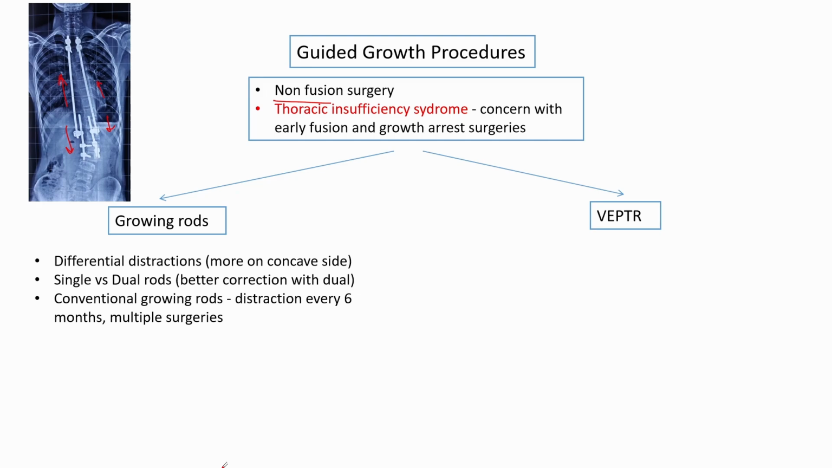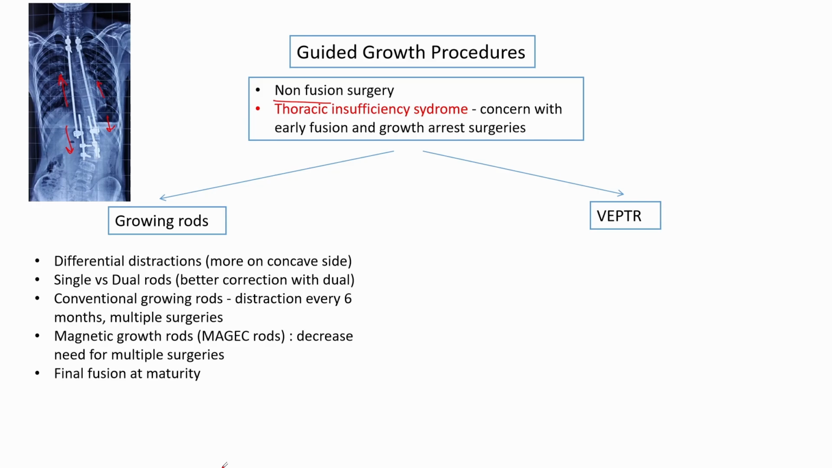Growing rods may be conventional growing rods or magnetic growing rods. Conventional growing rods require surgical distractions every 6 months. So the patient has to undergo multiple surgeries. Whereas in magnetic growing rods or magic rods, these distractions can be done without surgery from outside with a magnet. However, the magnetic growing rods are more costly.